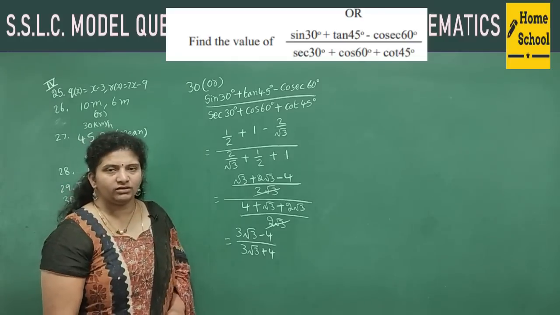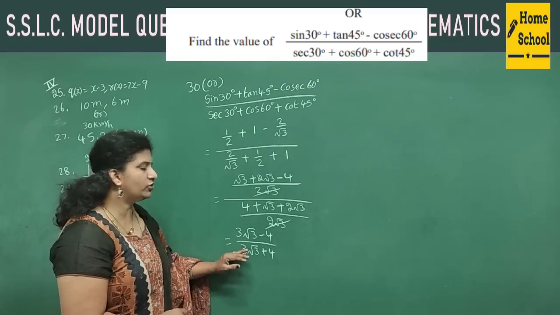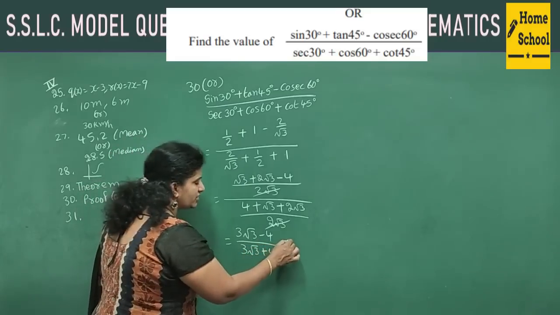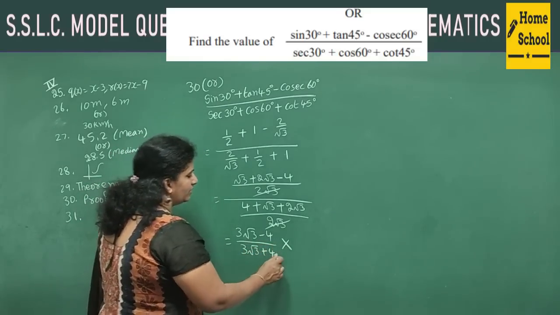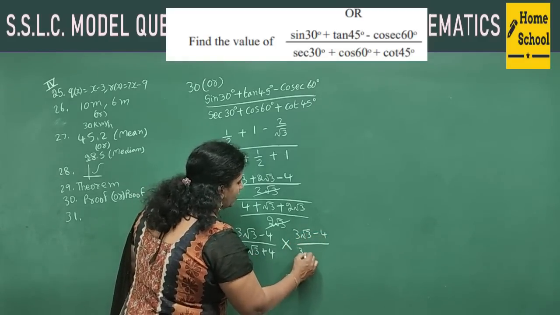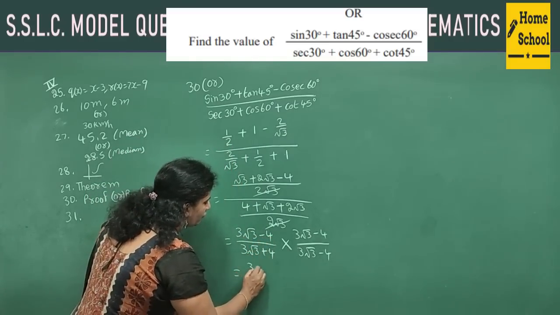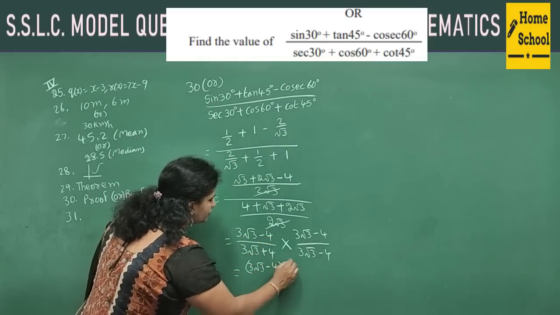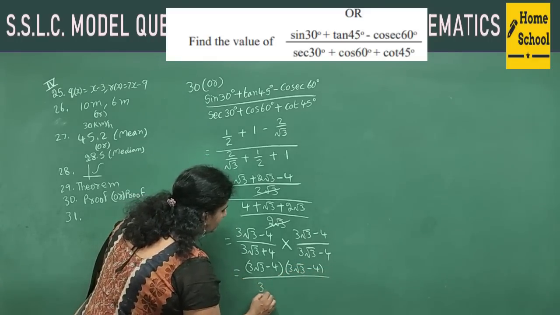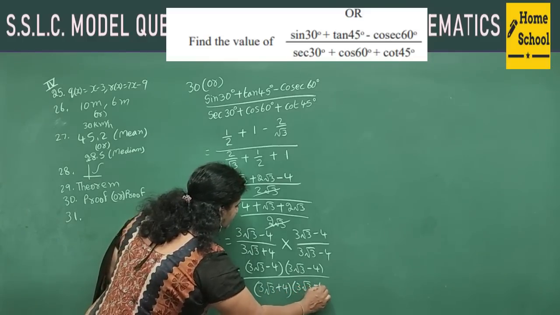Is the problem complete? No. The denominator should not be in the form of a surd. So what are we going to do? We are going to rationalize by the conjugate of the denominator. How are we going to rationalize? By multiplying the conjugate, that is 3 root 3 minus 4, for numerator and also denominator. Multiply 3 root 3 minus 4 into 3 root 3 minus 4, whole divided by 3 root 3 plus 4 into 3 root 3 minus 4.